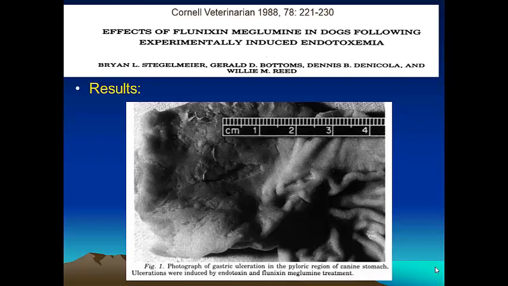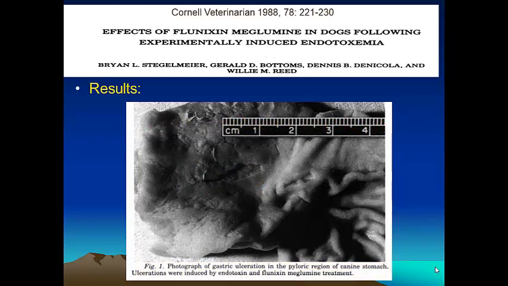So basically what we see here on this image is one of those multiple partial thickness ulcers in the pyloric region of the stomach, and that was obviously induced by the combination of the endotoxin and the flunixin treatment. They attribute these ulcers to the ischemia on that gastric mucosa by not producing the prostaglandin, and the combination of that and the shutdown of blood flow from the endotoxin.